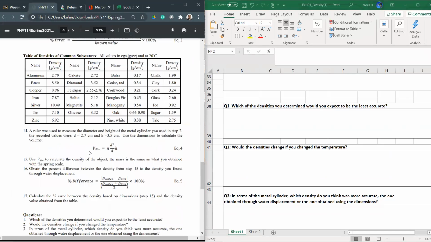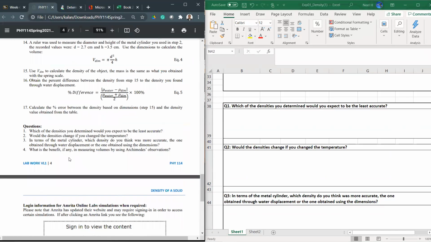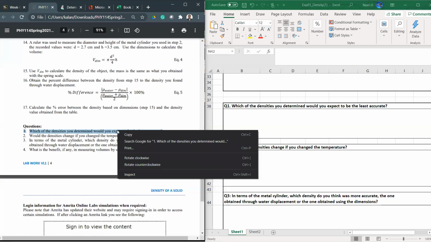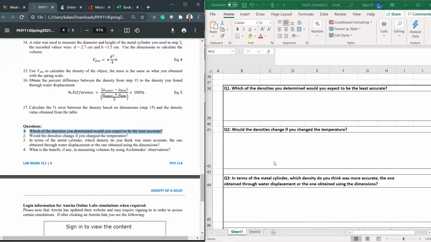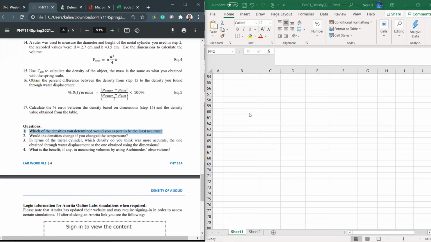All those questions are here. If you scroll down your lab manual to page number 4, these are those questions. If they are not in your Excel file, just copy from here. If you highlight it, right click, then go to your Excel sheet and paste it. That's it. It's not a big deal.